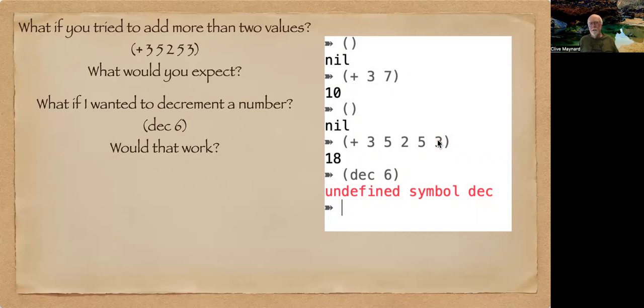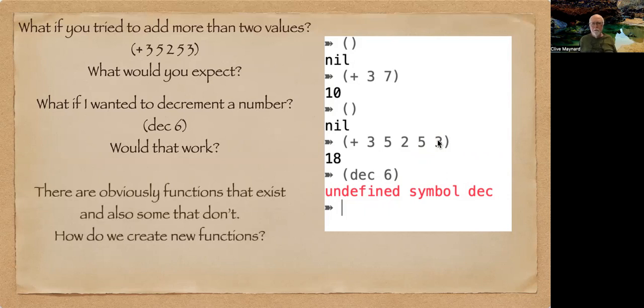So what it says is that the plus function can take a number of arguments and it simply adds them all up. On the other hand, if we haven't really defined our dec function, it's not part of the core functions available, it will just come back and say it's an undefined symbol dec, and well, it's up to you to now make some definition of this. So the first thing we can say then, there are obviously functions that exist and also some that don't. So the important question then is, how do we create new functions?